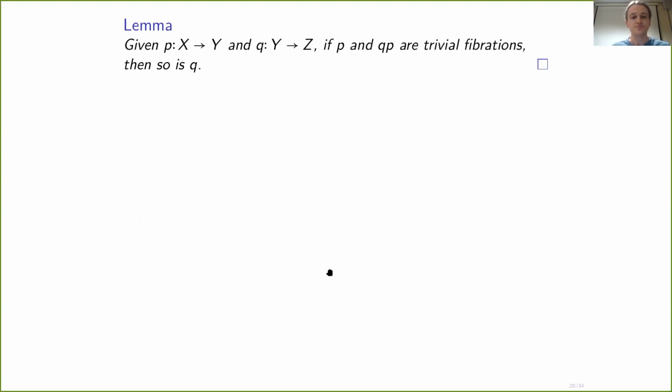So let me quickly go through the proof of this. First of all, there is a cancellation for trivial fibrations, which says that if I have two maps such that P and QP are trivial fibrations, then so is Q.